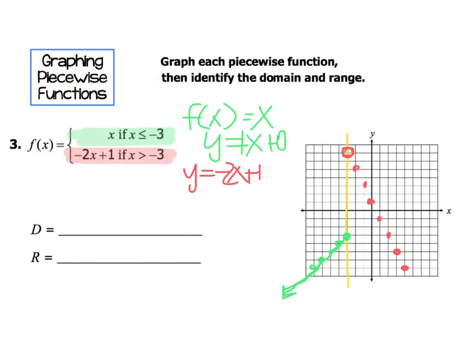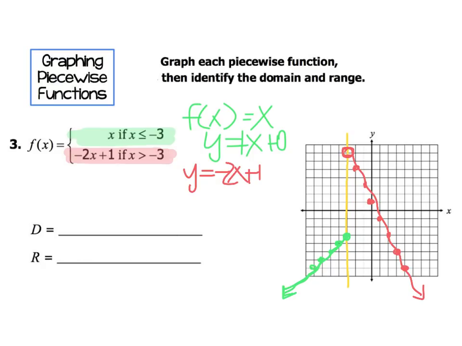I know that's terrible on here. Let's see if I can draw that a little straighter. All right, use a ruler and get a straight line with that, okay? But that would be our line when x is greater than negative 3. So to the right of negative 3, that is our line. This is how we graph our piecewise function.